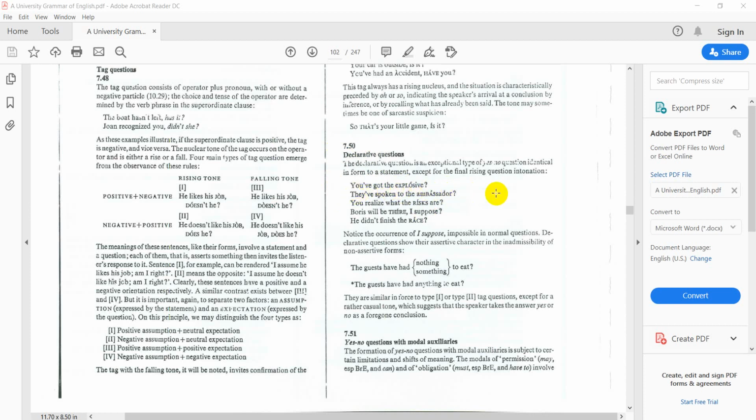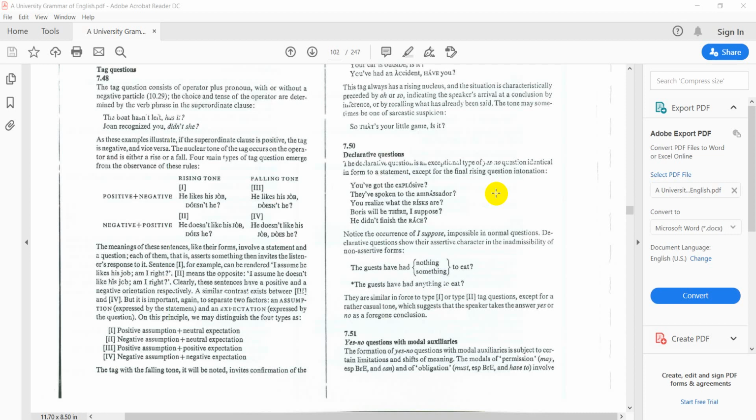Because in a question, as we know, if we use the yes-no question, we have to use the operator and put it in front of the subject, preceding the subject. But with declarative questions, we depend on the statement itself. There is no shifting. There is no change in positions.